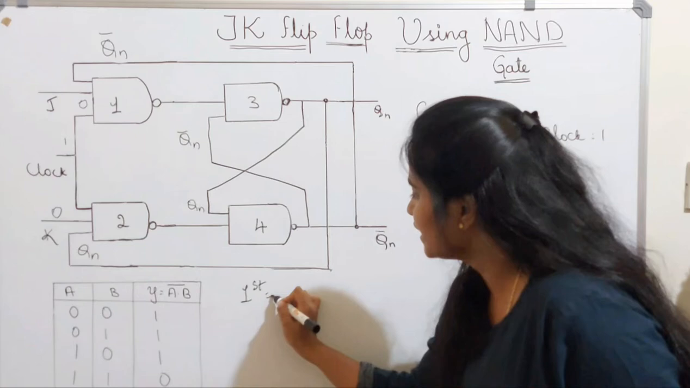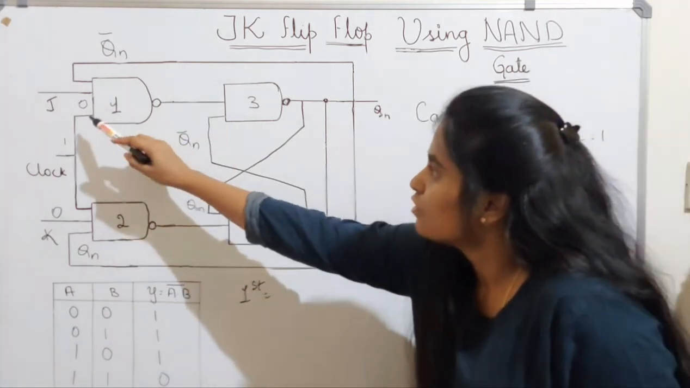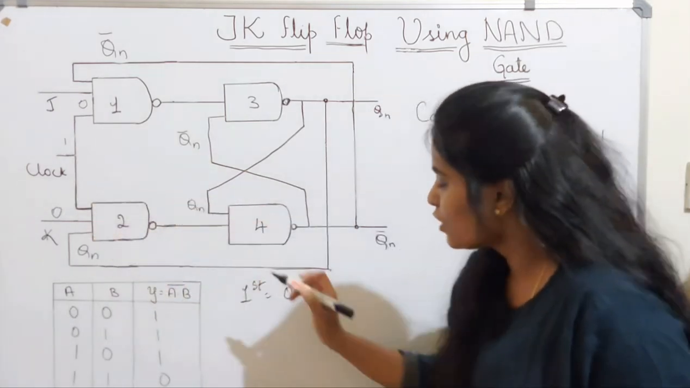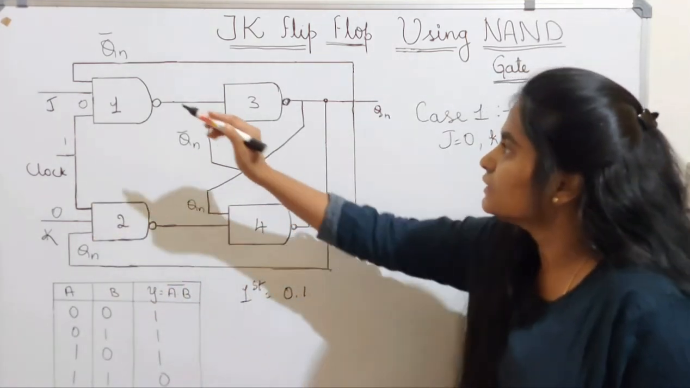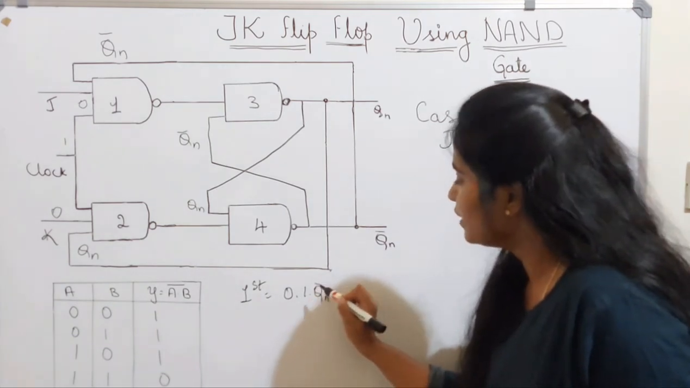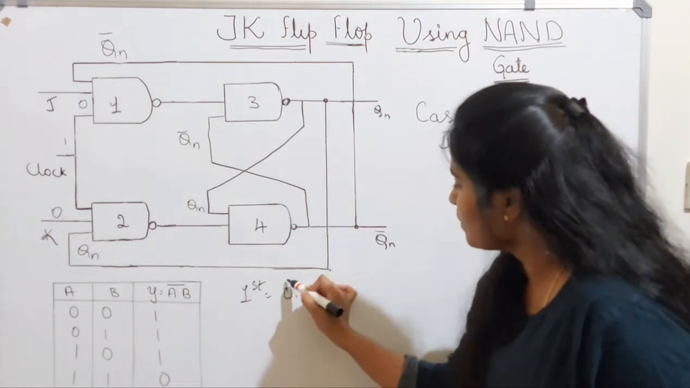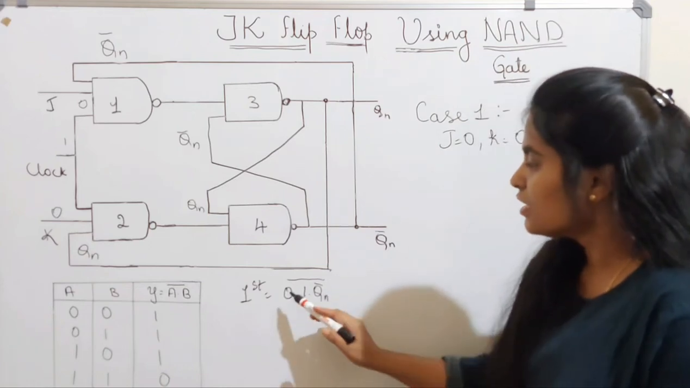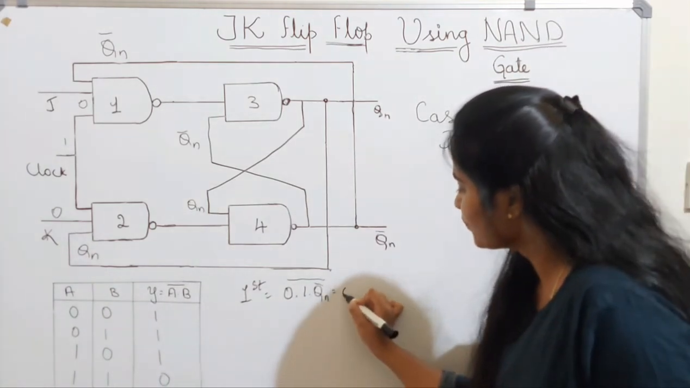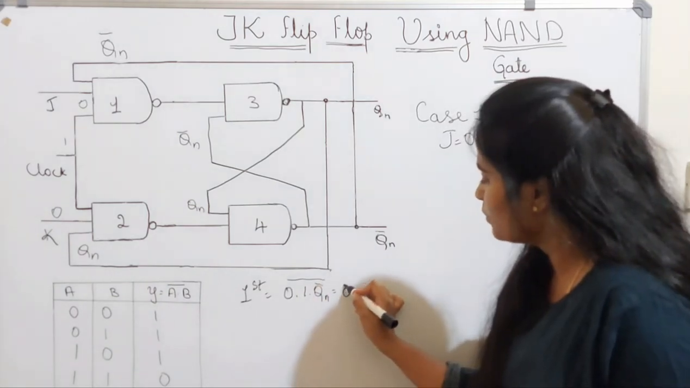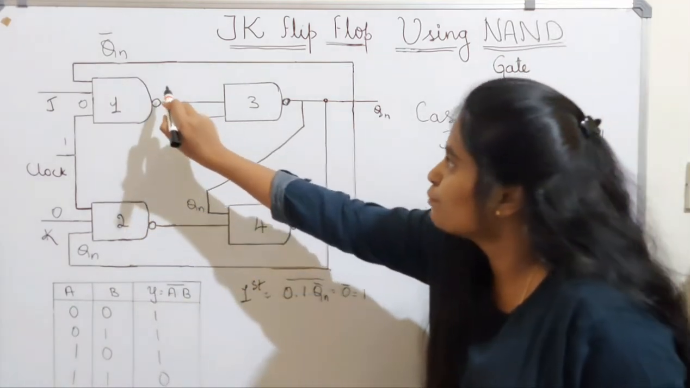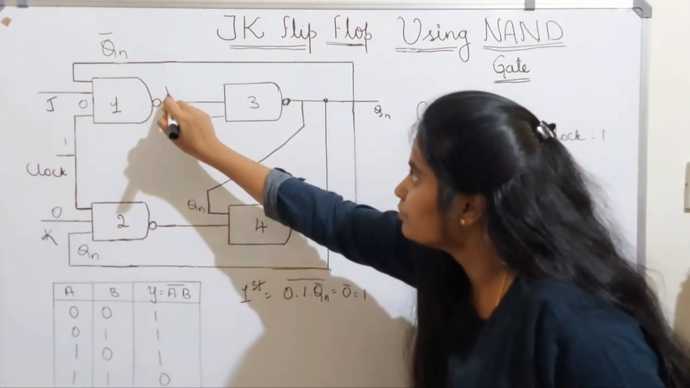Considering the first NAND gate, the first input is 0, the second input is 1 and the third input is Qn complement. Reference to the expression, I am complementing all the 3 values. Any value multiplied with 0 is 0, and I am writing this complement as the same. 0 complement is 1. So the first NAND gate output is 1.